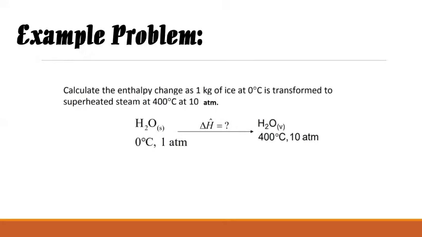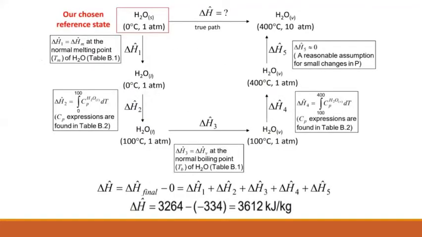So for example problems, we have made a question which is: calculate the enthalpy change as 1 kg of ice at 0 degrees Celsius is transformed to superheated steam at 400 degrees Celsius at 10 atm. As stated by Ami just now, we have to use this method called hypothetical pathway. But before we use that method, we have to specify our reference state first. In this case, we specify our water as solid at 0 degrees Celsius and 1 atmosphere.